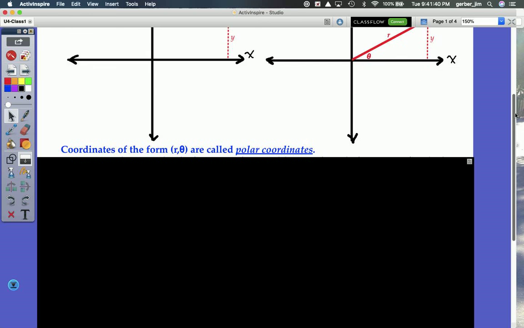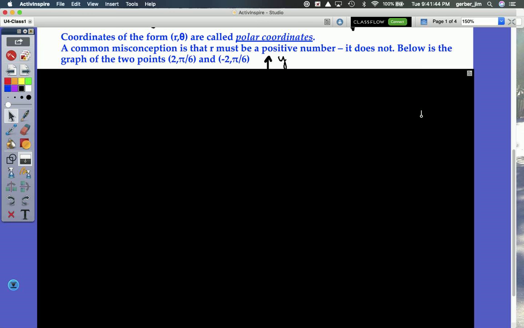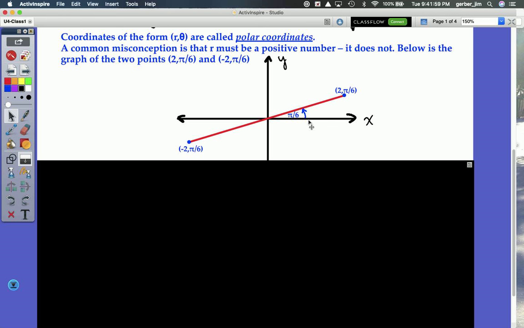Okay, let me show you what I mean with a more specific example. Consider the point (2, pi/6) and (-2, pi/6) in polar coordinates. To get to (2, pi/6), I imagine rotating through an angle of pi over 6 radians, or 30 degrees, and then moving 2 units away from the pole. In other words, I rotate through an angle of pi over 6 radians from the positive x-axis, and then I go a distance of 2 units from the pole, and this blue point is the point (2, pi/6).